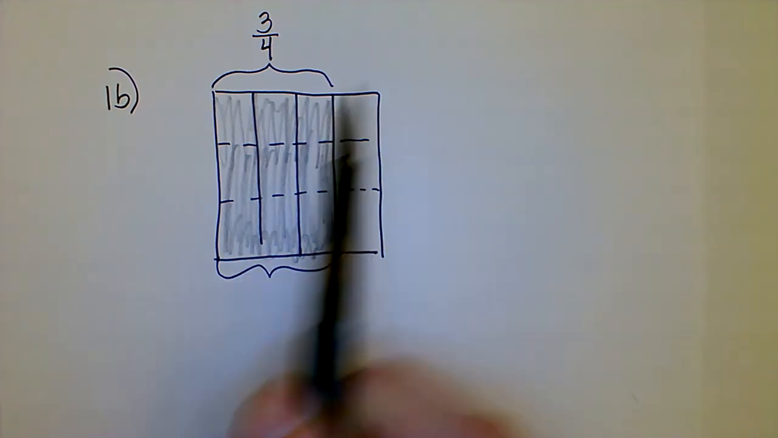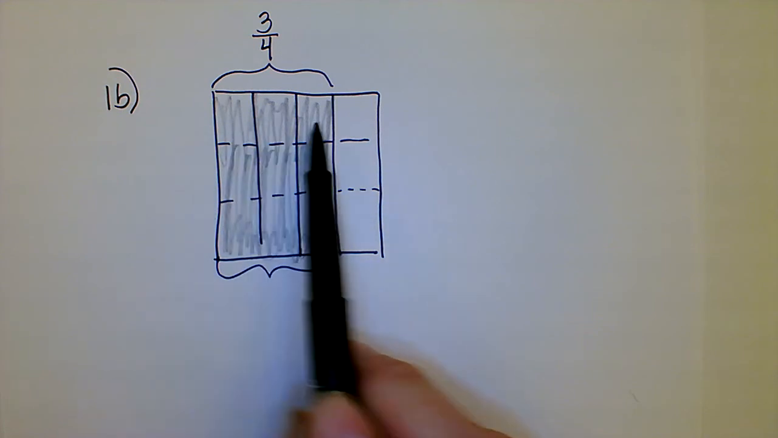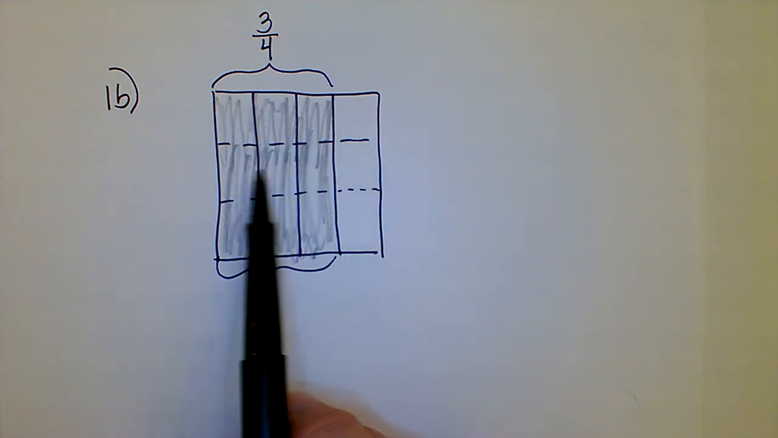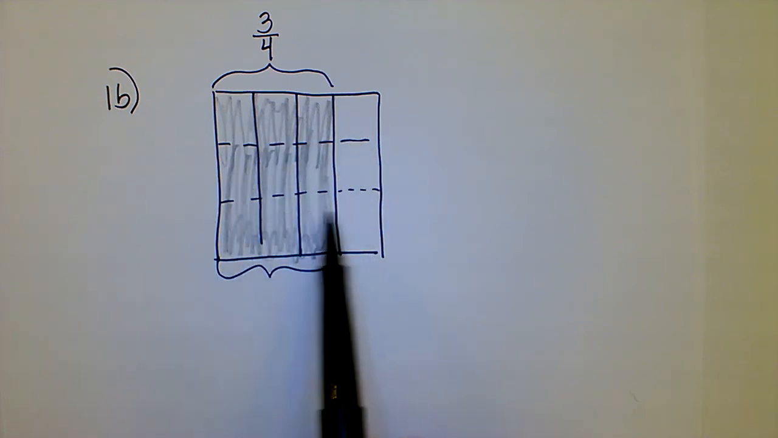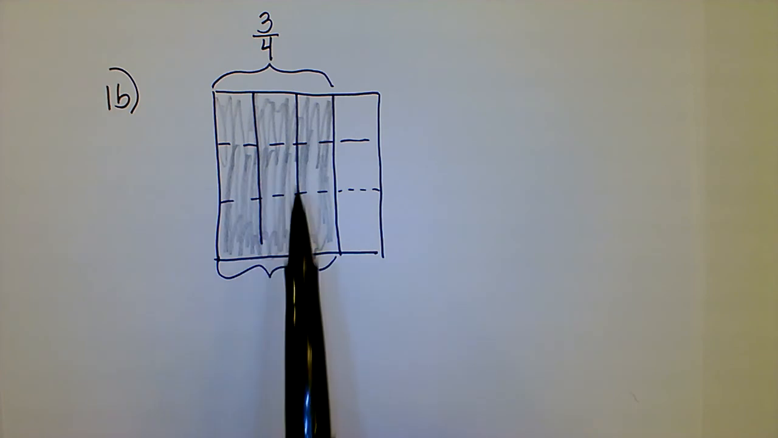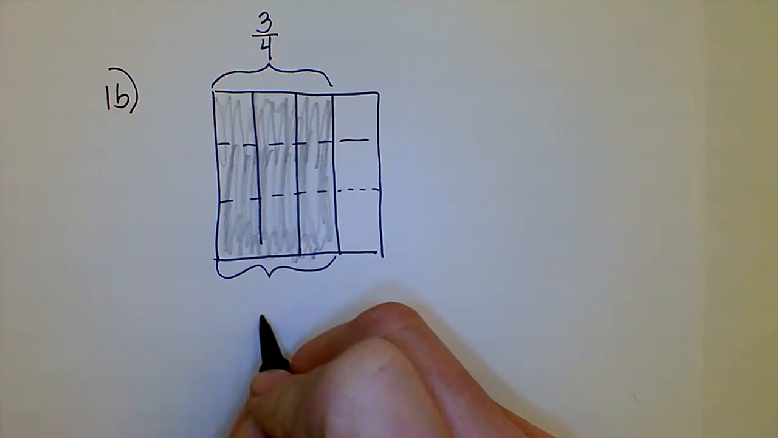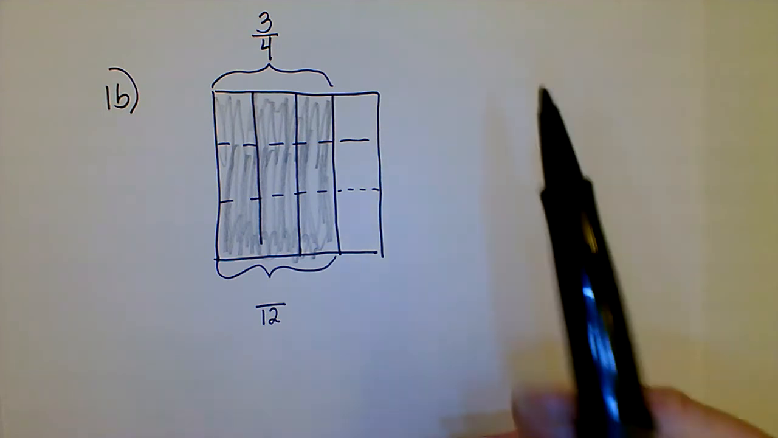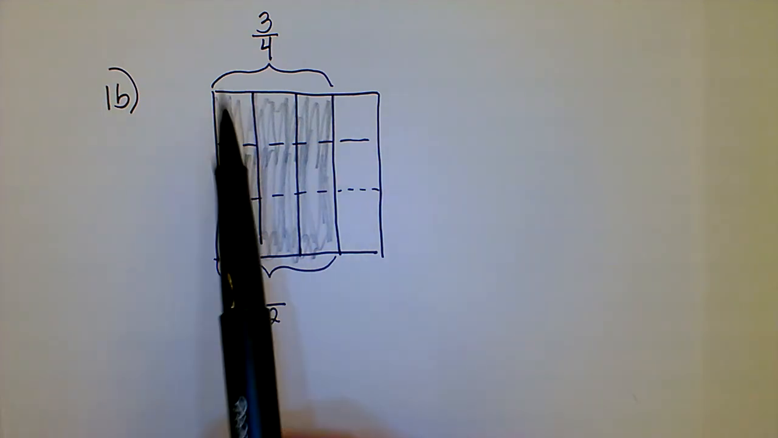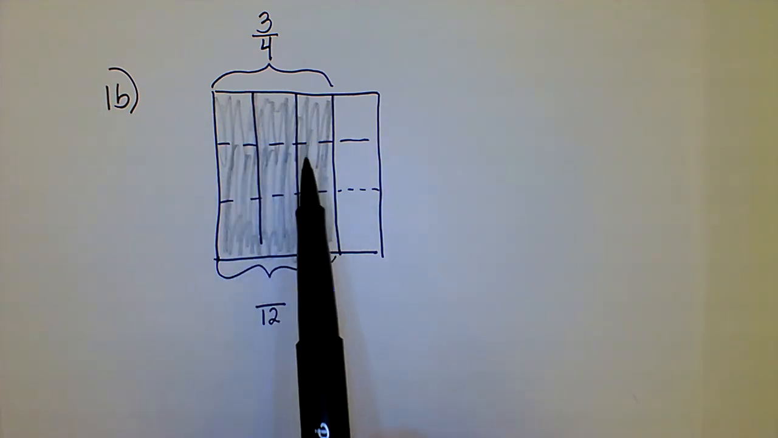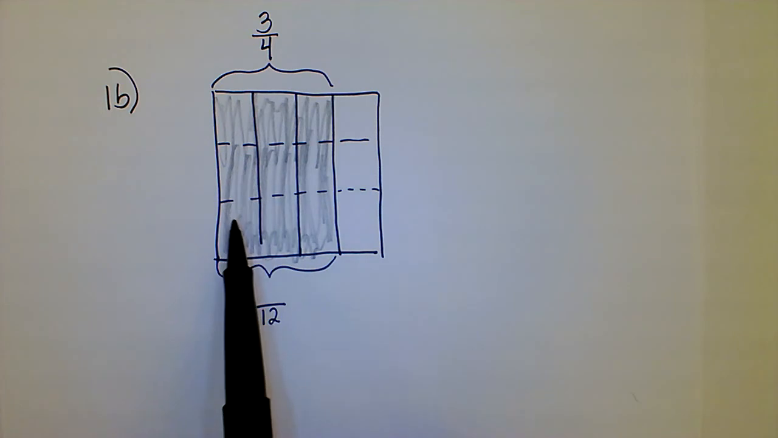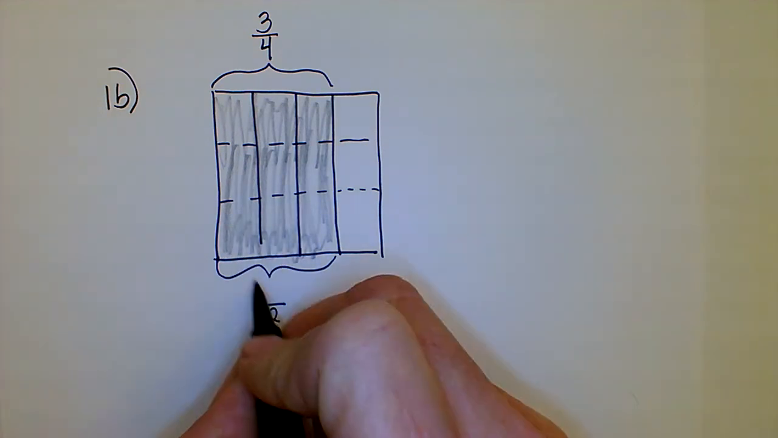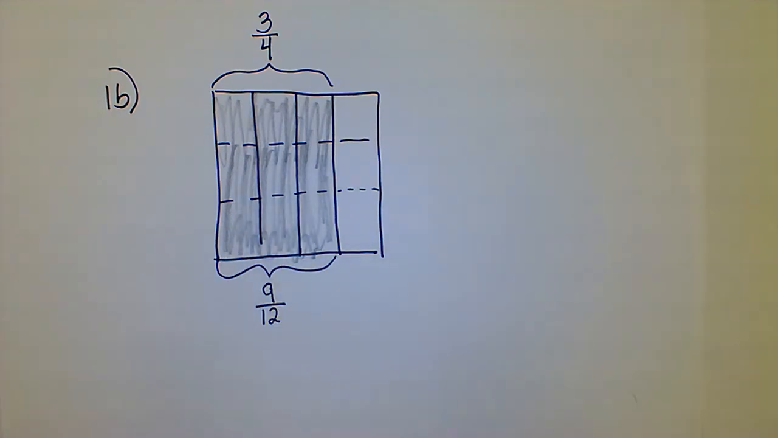And if I were to look at that, I can see that there are 1, 2, 3, 4, 5, 6, 7, 8, 9, 10, 11, 12 pieces or 12 parts that make up the whole thing. So I'm going to put a 12 in the denominator. And then the number of shaded pieces is 1, 2, 3, 4, 5, 6, 7, 8, 9. So my numerator is going to be 9.